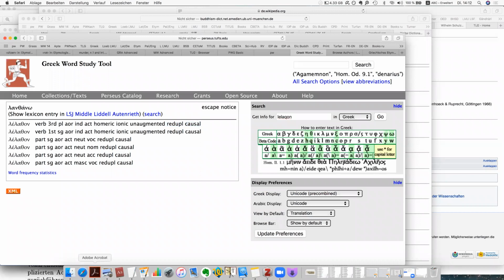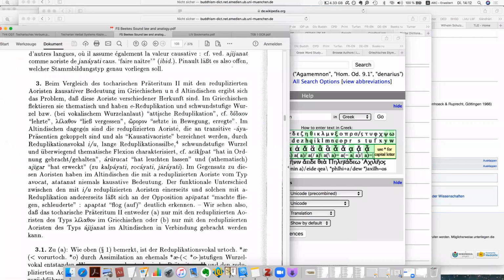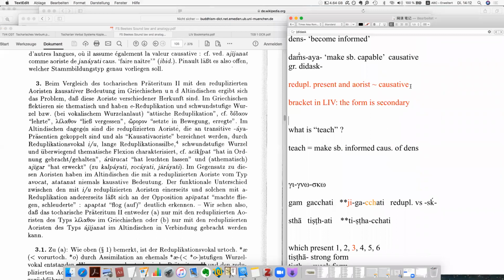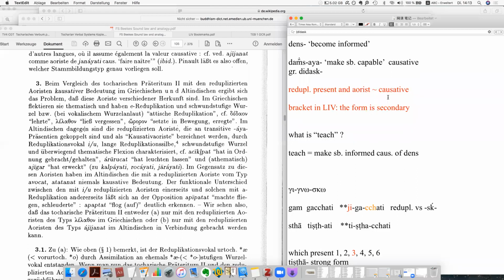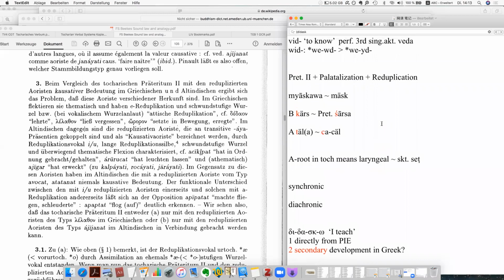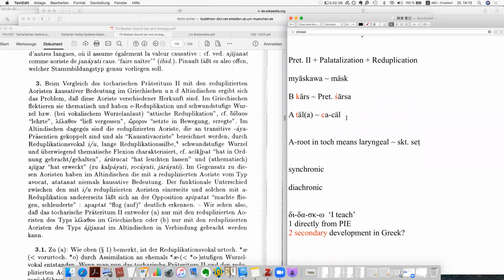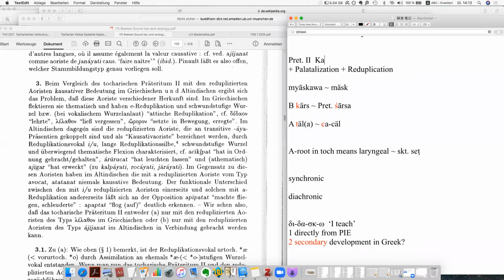So it is actually a very typical Indo-European form. Reduplicated present and aorist can have causative meaning, and keep this in mind. And then let's go back to the Tocharian form. So this is also the reason why this preterite second is called causative.